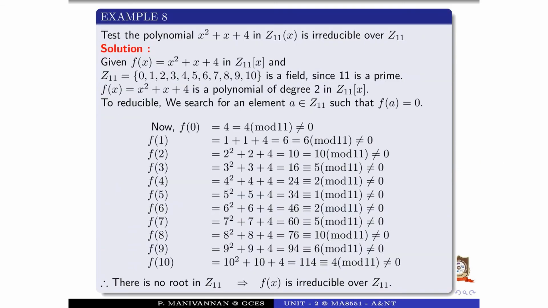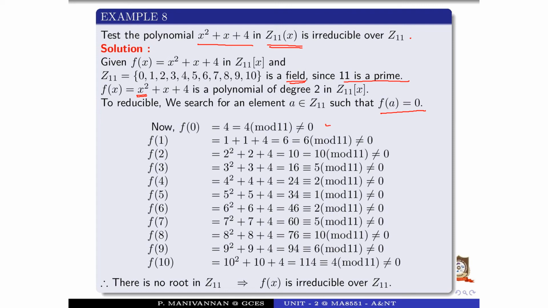Then example 8: test whether the polynomial x squared plus x plus 4 in Z11 of x is irreducible over Z11. Given, what is Z11? 0 to 10. Since 11 is a prime, it is a field. The polynomial is of degree 2. To test reducibility, we search for an element a belonging to Z11 such that f of a equals 0. Now f of 0 is what? Put x equal to 0, we get 4. 4 is not equal to 0.